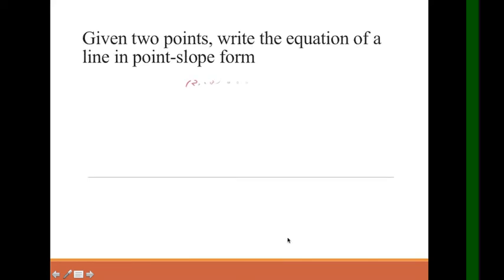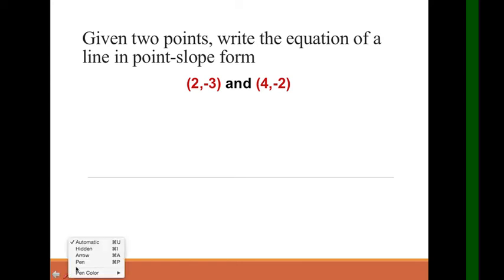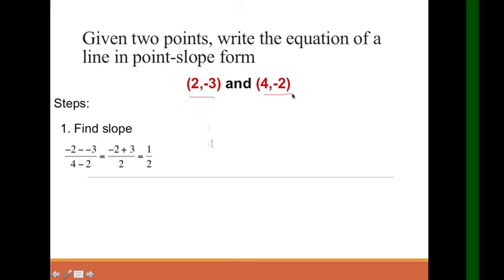Now, given 2 points, write the equation of the line in point-slope form. Okay, for this particular example, as you can see, we don't have the slope. Meron lang tayong 2 points. We have 2 and -3 at saka 4 and -2. Okay, so ang gagawin natin, ganito lang.